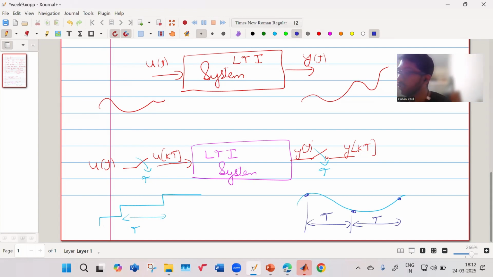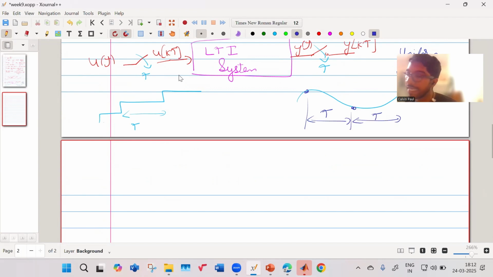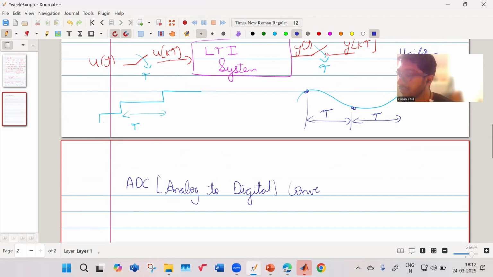So basically, you are doing what is known as uniform sampling. At a fixed rate, you are observing the output, seeing what the output looks like and what the samples are. To do all this, you would require what is known as an ADC, an analog to digital converter. This would be required in your practical system.